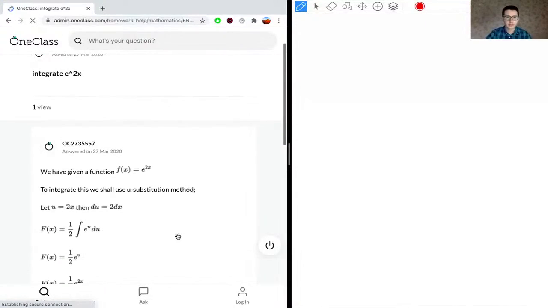Okay, so this question is asking us to integrate e to the power of 2x. So evaluate the integral of e to the power of 2x dx. We have to evaluate this integral, and we can use the substitution method.